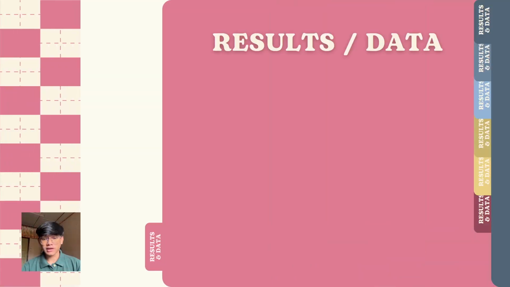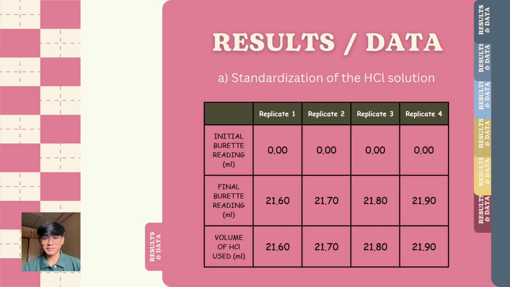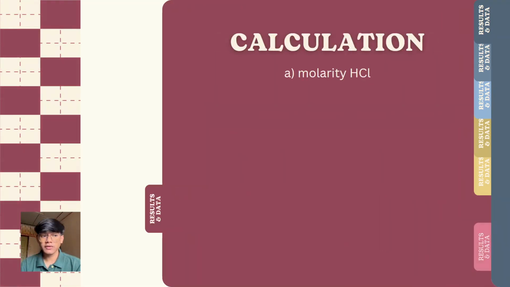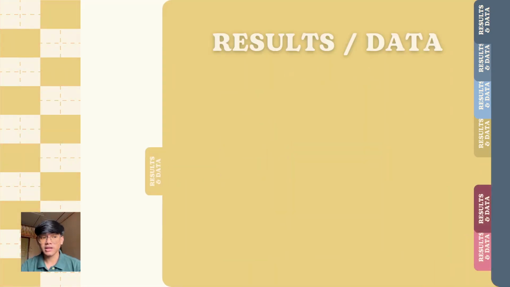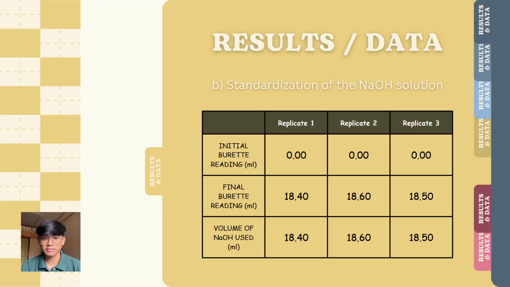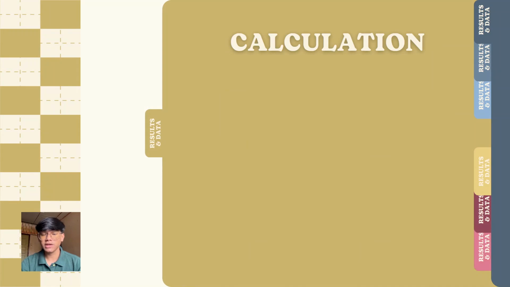This is the result and data of the standardization of HCl solution. This is the calculation to find the molarity of the HCl. This is the result and data of the standardization of the NaOH solution. Now, this is the calculation to find the molarity of the NaOH.